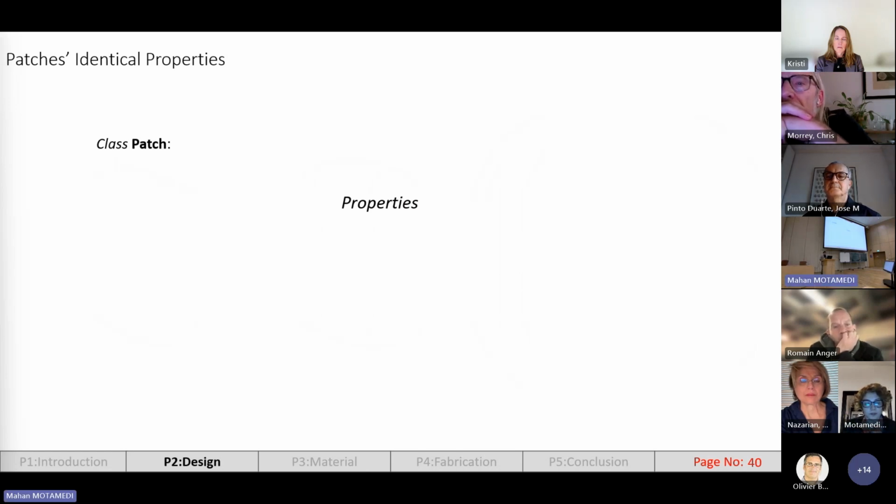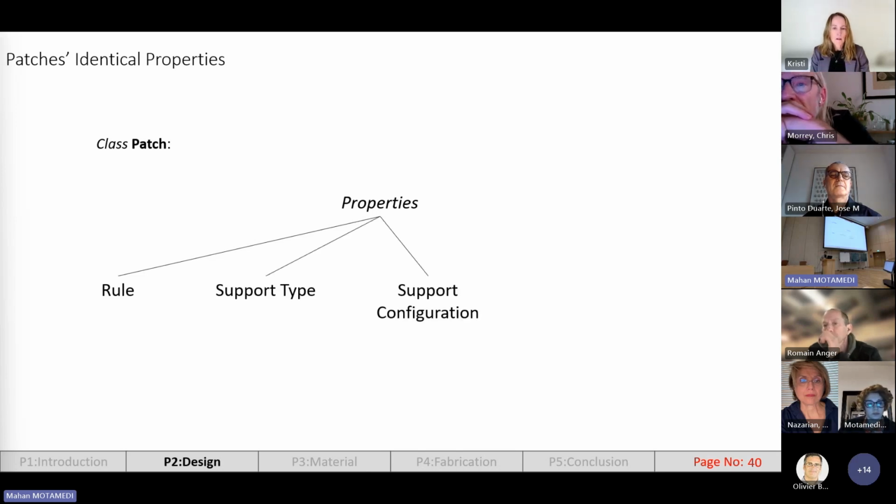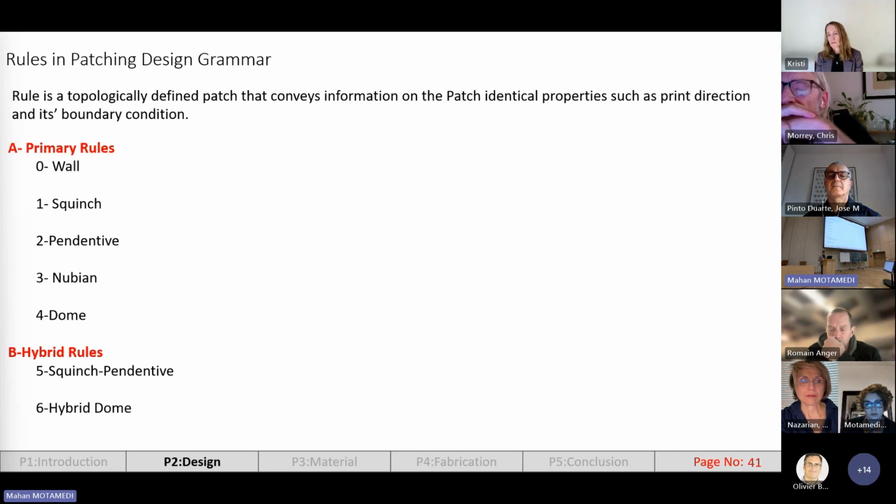Each patch has 4 identical properties. The first one is a rule, the second one is a support type, the third one is a support configuration, and the last one is a vault type and position. I'm going to explain each one separately.